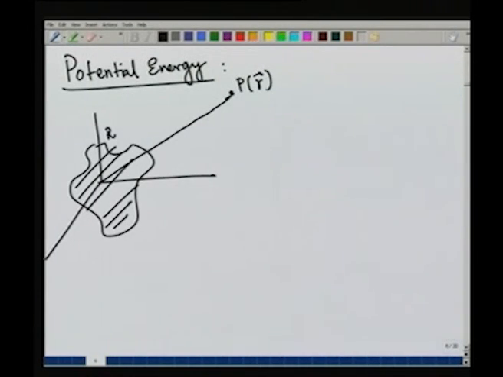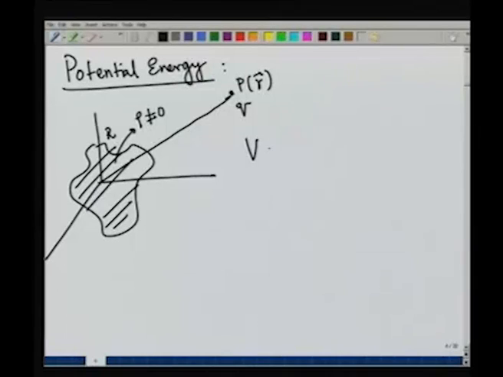What I am going to imagine is that I am going to bring a test charge Q at this particular point and I ask what is the potential energy of this test charge Q because of the field produced by rho, which is not equal to 0 in this particular region. The answer to that has already been written by us and we know that the potential energy is simply given by Q into phi of R.